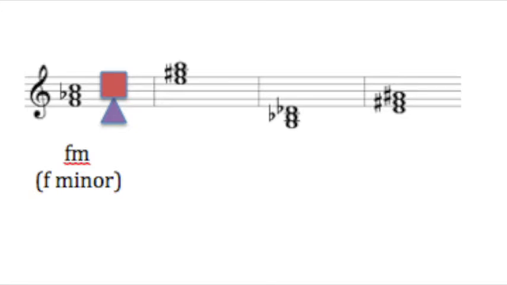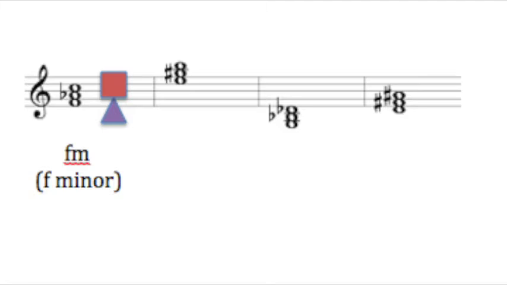So in this first example, we start on an F and go up to an A flat. This is 3 half steps apart. If you go on your piano keyboard and count up, that's going to be from F to A flat. That will be 3 half steps, which is why I wrote the triangle for the minor third.